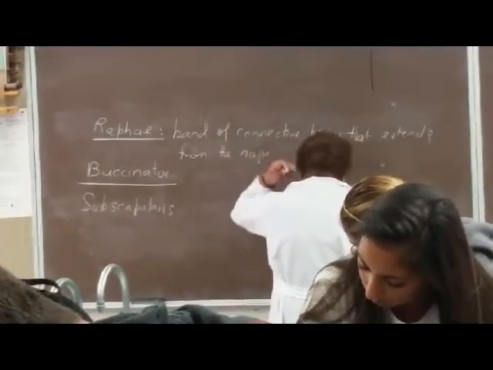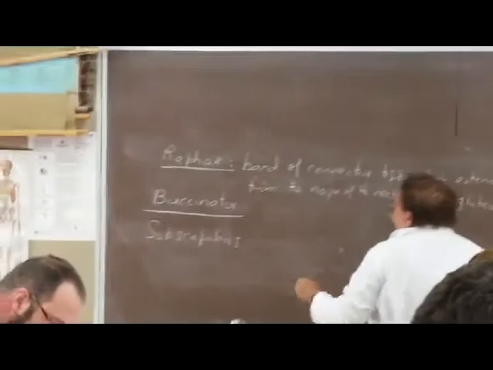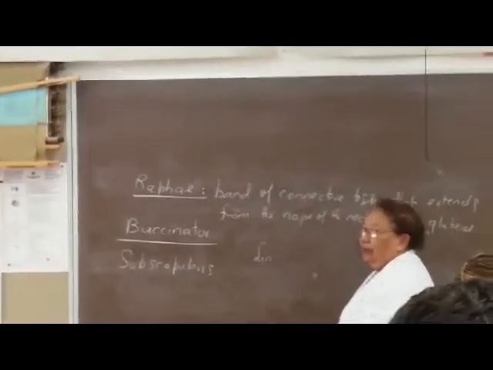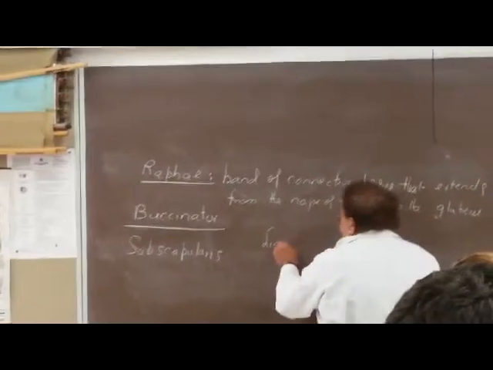Nape of the neck to the glutes. The linea alba is on the opposite side. The linea alba runs on the frontal side.